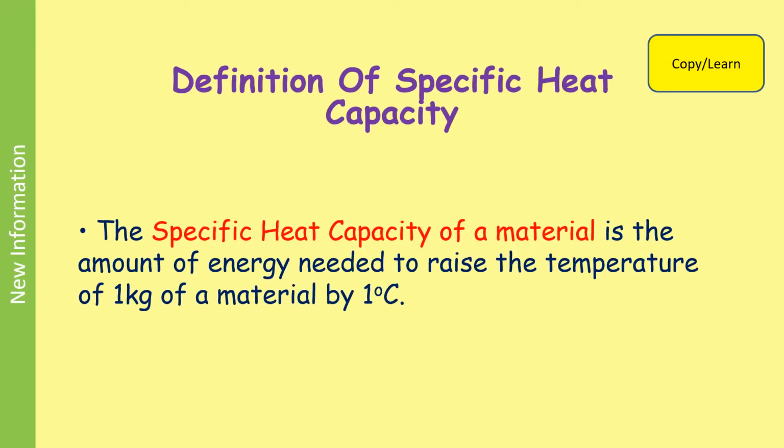Now, we've been talking about heat capacity, but the amount of heat energy that something will contain depends also on how much of that material you have. So in order that we're all talking about the same thing, we have a standard definition. The specific heat capacity of a material is the amount of energy needed to raise the temperature of 1 kilogram of a material by 1 degree centigrade. So now we have a standard definition so we can compare different materials, because we know that if we're comparing specific heat capacity, we're always talking about 1 kilogram of that material.